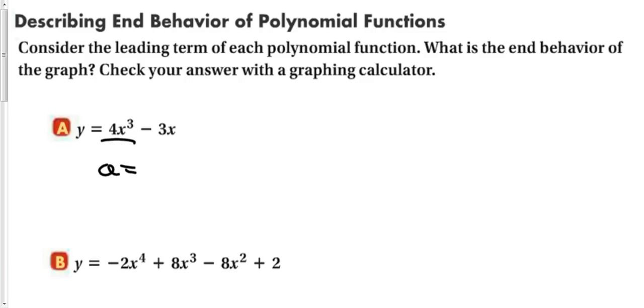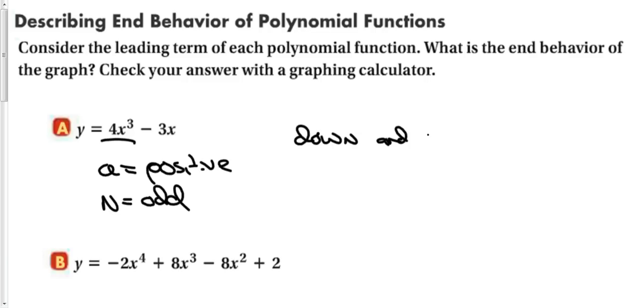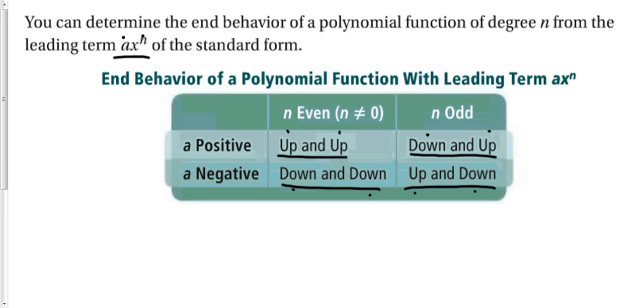My lead term is positive, and my exponent is odd. So with a positive and odd function, I should know that my graph goes down and up, down to the left, up to the right. And I can tell that just by looking at this chart right here. Positive and odd, down and up.